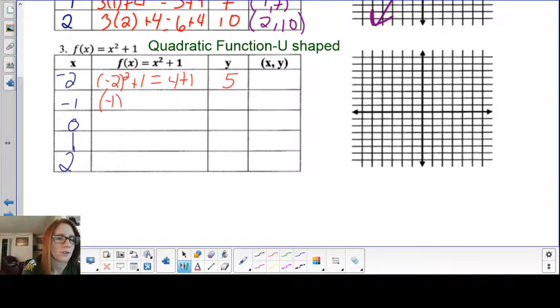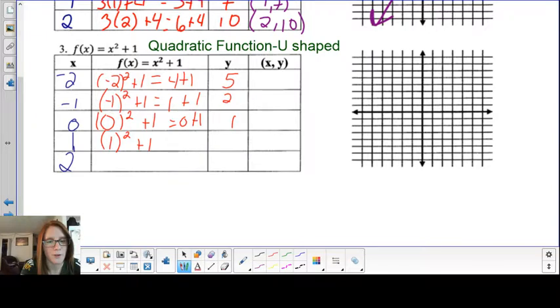And I have -1 squared plus 1. -1 times -1 is 1. Plus 1 more is 2. Zero squared is 0. Plus 1 is 1. 1 squared is 1. Plus 1 is 2. 2 squared is 4. Plus 1 is 5.